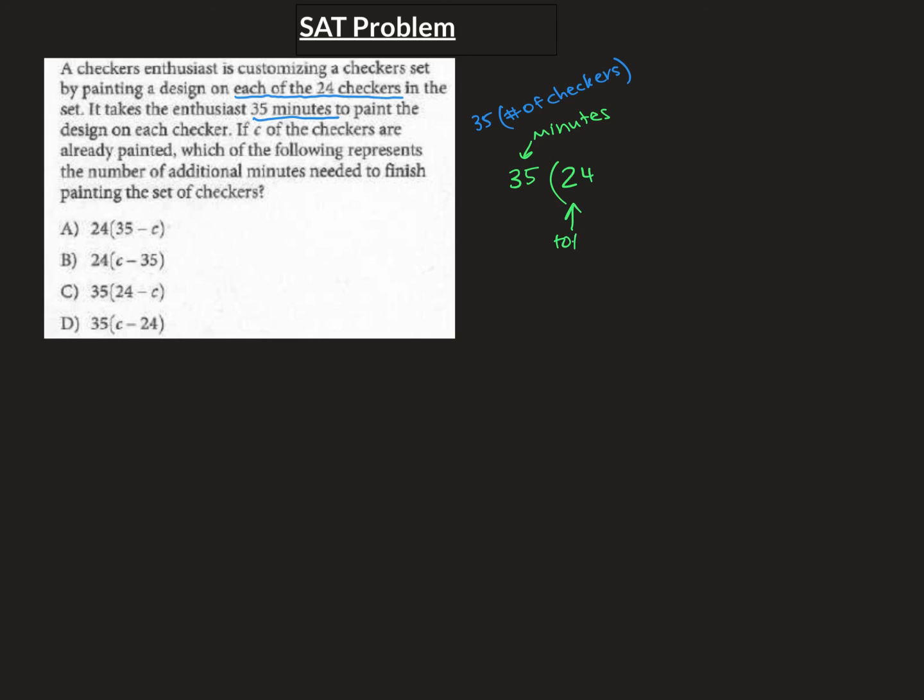So total checkers minus the number that is already painted. So already painted. And 24 minus C will get us the number of checkers that are left that have to be painted. So 35 times (24 minus C) is our final answer.